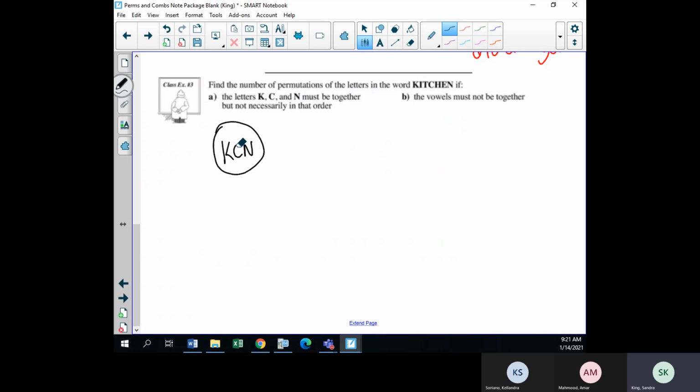So just for now, whatever they want on a disc, put it on a disc. Then set up your other discs. So I'm going to take out the K, the C, and the N. I'm going to have I on another disc, T on another disc, H on a disc, and E. Does everybody agree that this is how you would set up the discs? Okay, so we're in agreement.